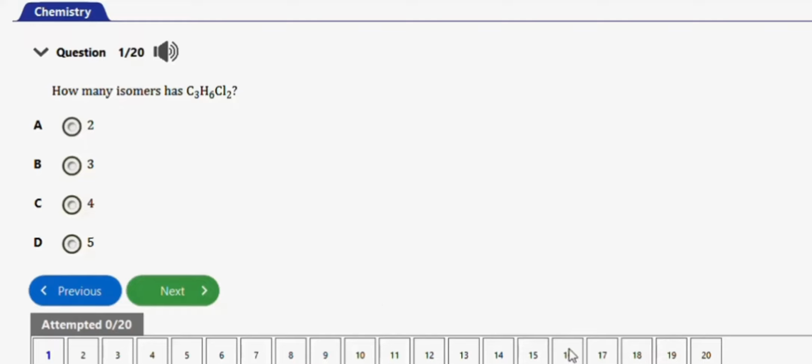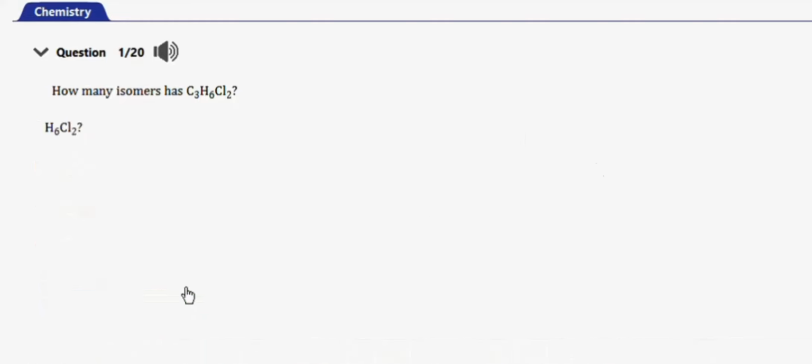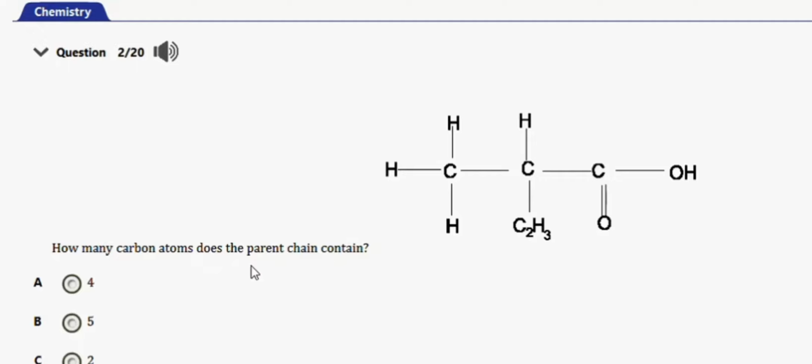So the number of isomers will be 3. I've already solved this on paper, so I got it to be 3, option B. That's the answer. The next particular question is this one. It says, how many carbon atoms does the parent chain contain? So this parent chain contains 3 carbon atoms. Our 1, 2, 3. So the right answer is option D, 3.